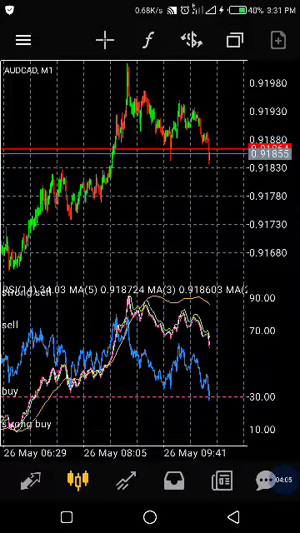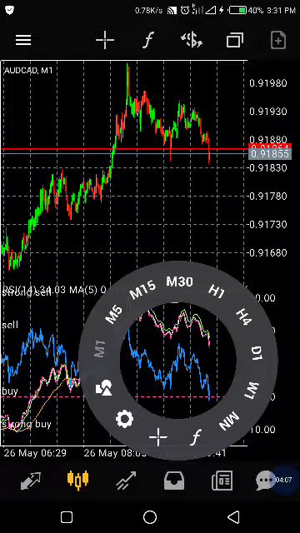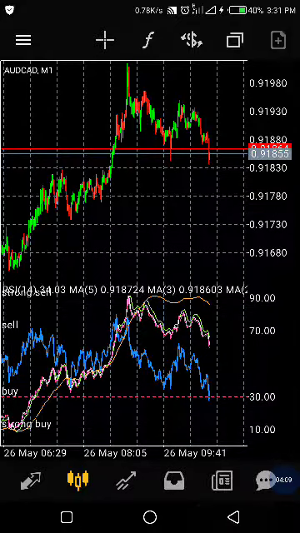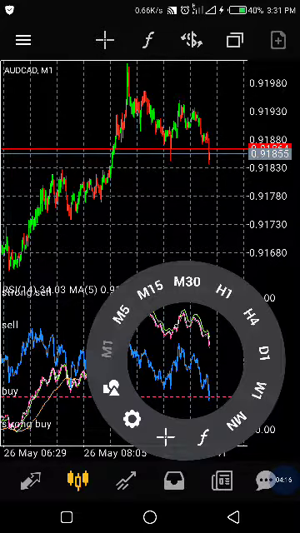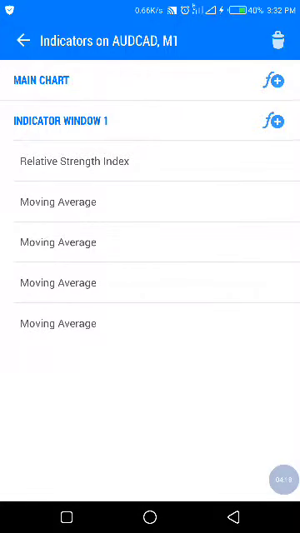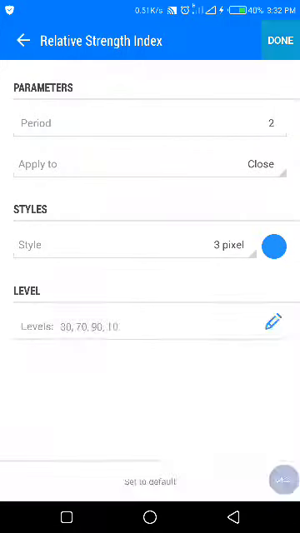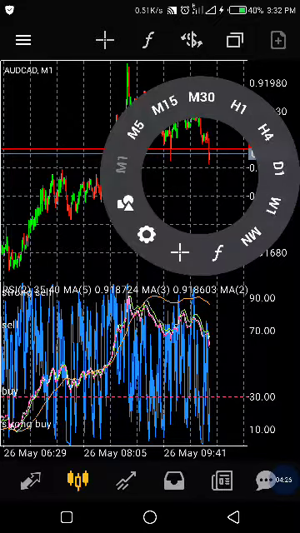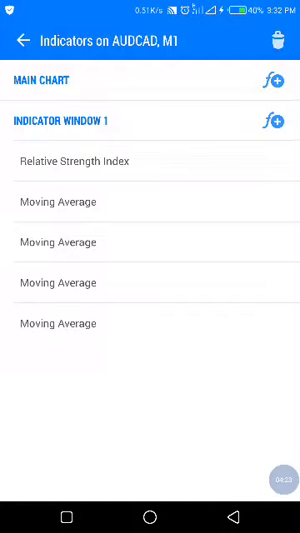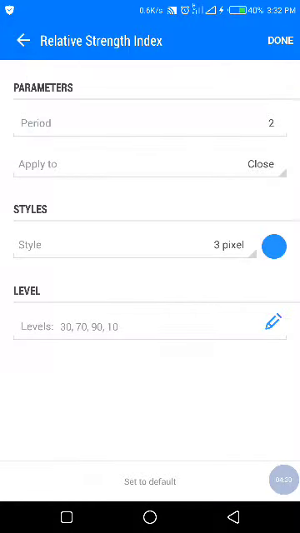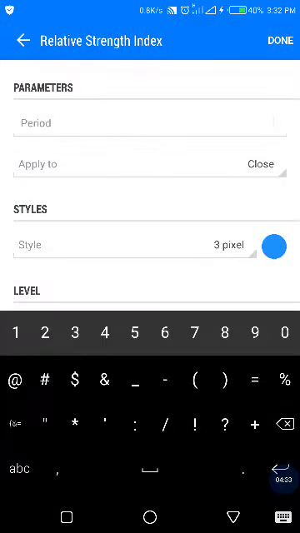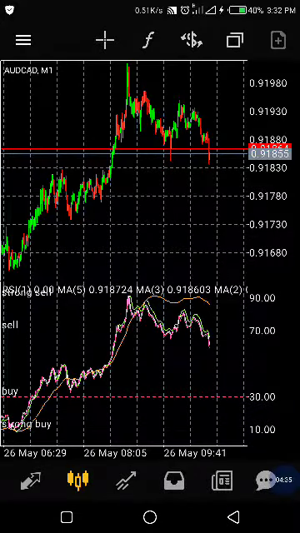Alright, usually you don't include this relative strength index. You understand? You don't include it. The normal formula is this: under this relative strength index, you make the period 1, so it disappears.